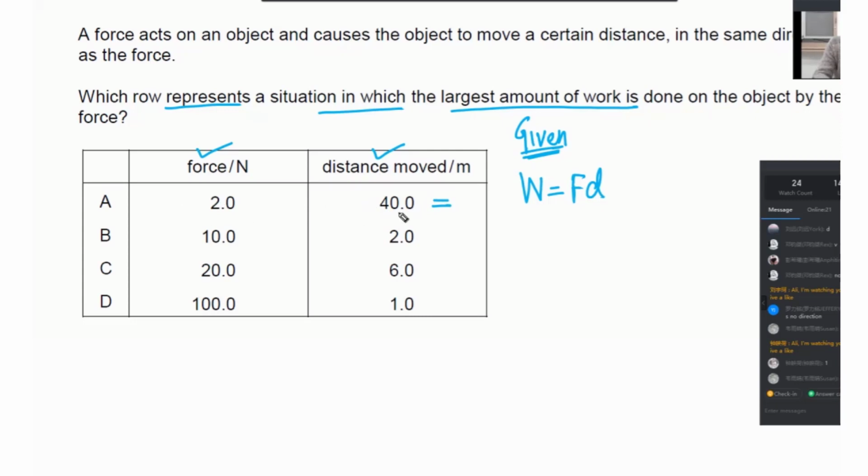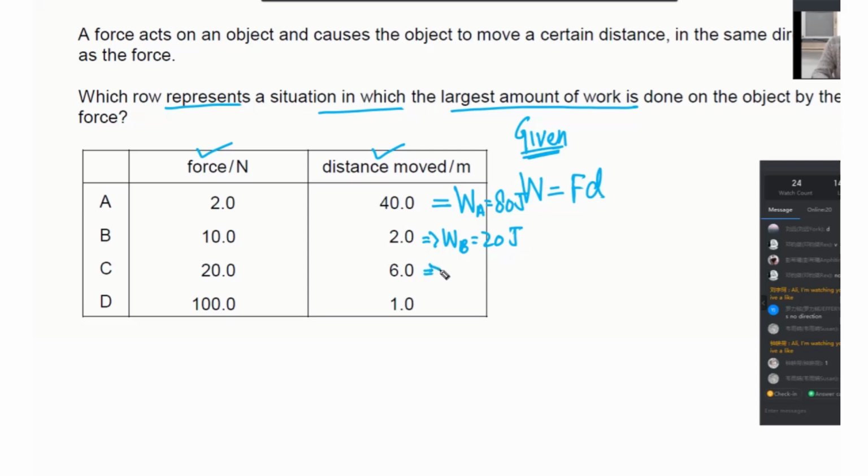If you need to calculate work done for A, work done by A will be equal to 40 times 2. So the work done will be 80 joules. So we can write down 80. And work done by B, we can also write down here. This will be 2 times 10, so this will be 20 joules.